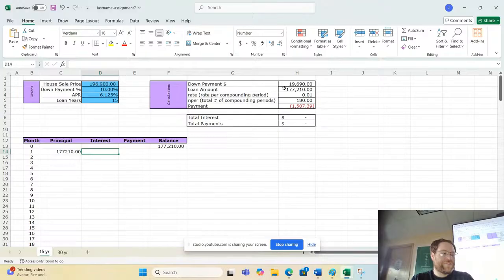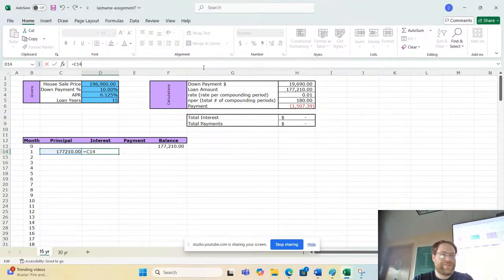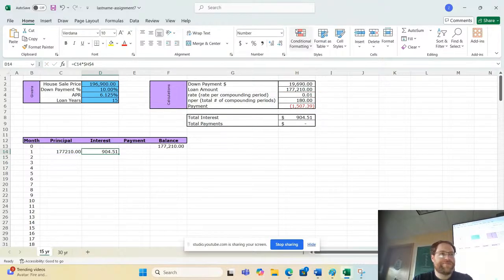In cell D14, we can enter a formula to get the interest, which is going to equal the principal from C14 times APR divided by 12, which is actually going to be your rate value. Note, we want this rate to stay the same always. So we are going to put dollar signs around the H and around the 4, so it does not change ever.